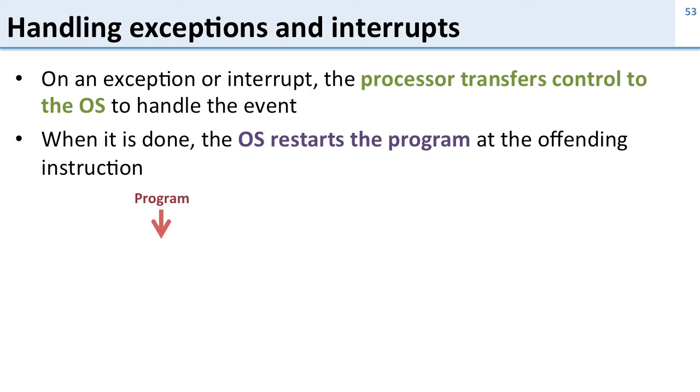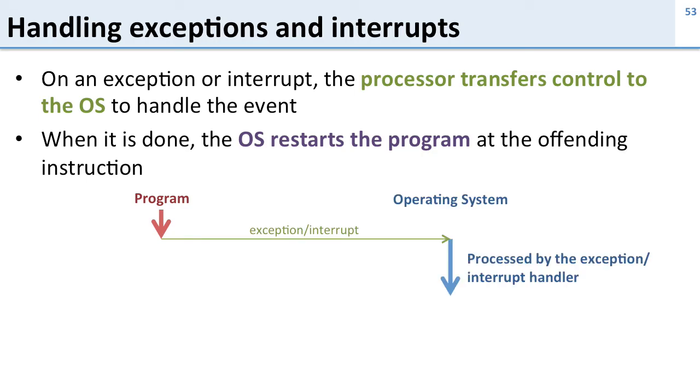So let's take a look at a picture. Here's our program. It's going ahead and executing, and then we have an exception or an interrupt. When this happens, we stop executing our program and we go over to the operating system. Now the operating system is going to go ahead and execute, and it's going to process the exception or the interrupt by a special part of code called an interrupt or an exception handler. This handler code is going to take that exception or interrupt and figure out what to do about it. Then when it's done, we're going to return to the program, if we can, and the program will keep running.